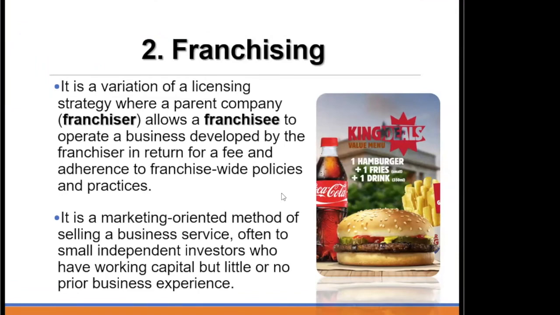So franchising is more of a marketing-oriented method of selling a business service, often to small independent investors who have some working capital but do not have any experience in doing business. So they need to be able to borrow and mimic the entire business model of a more established investor to be able to get into the business world and stay afloat, right?